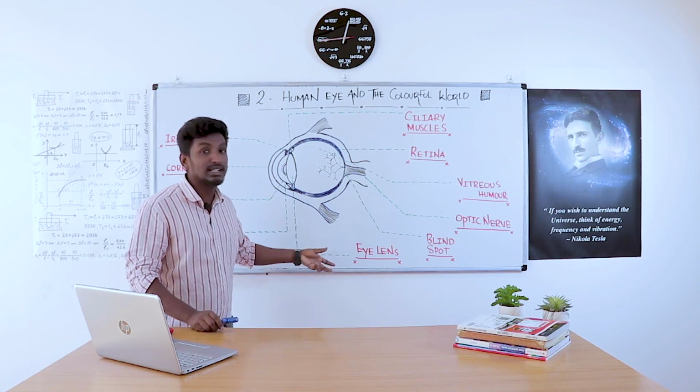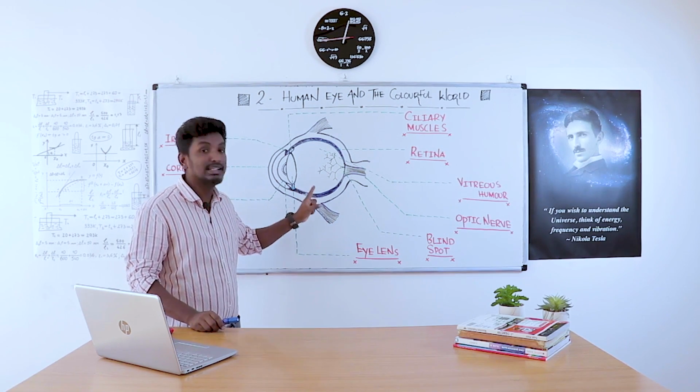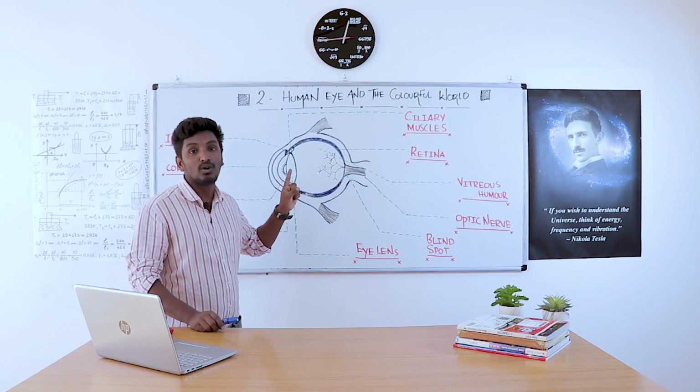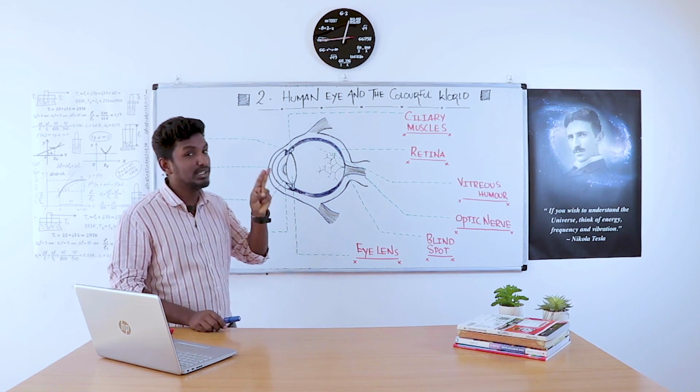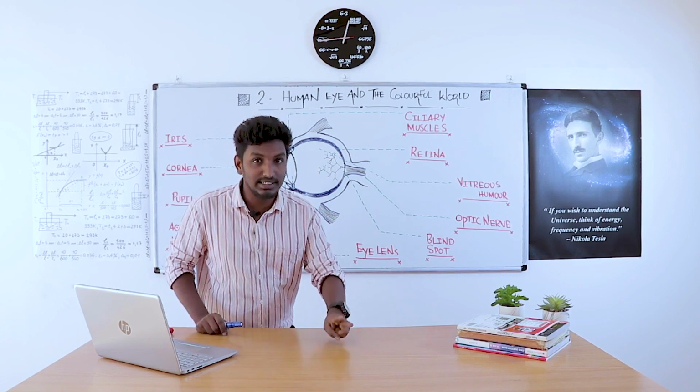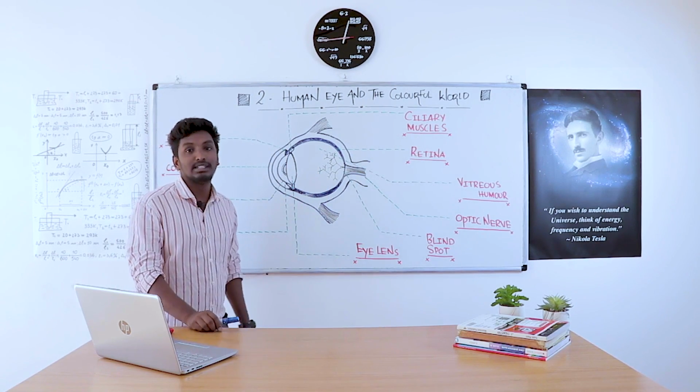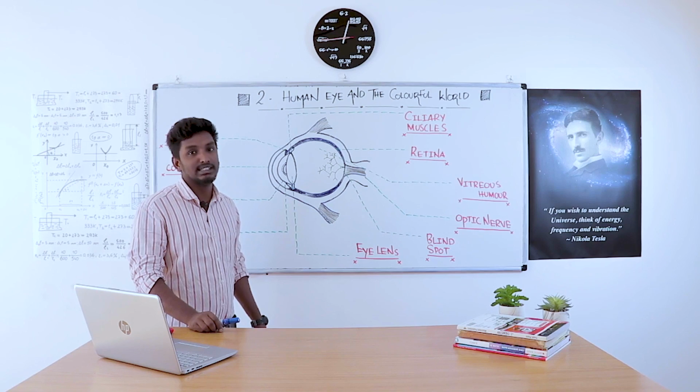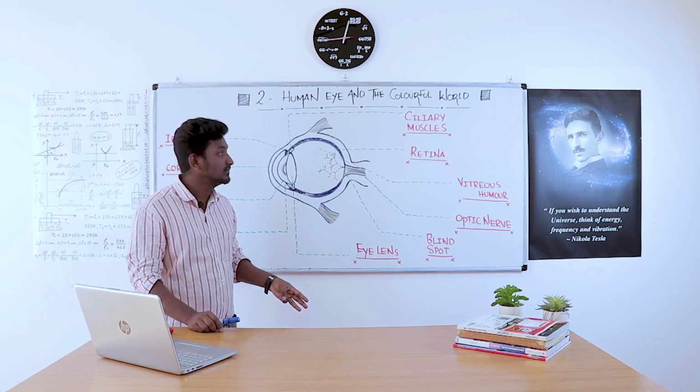Next is the eye lens. The points related to the eye lens are: the eye lens in the human eye is a convex type lens. Second point, it is made up of jelly-like material. Third point, the curvature of this lens can be adjusted with the help of ciliary muscles.